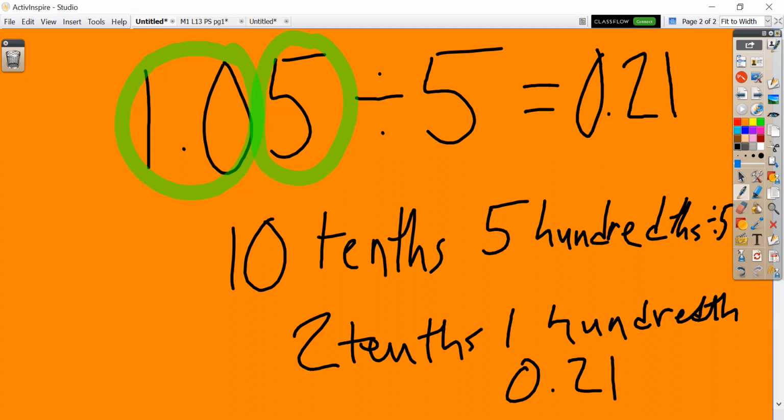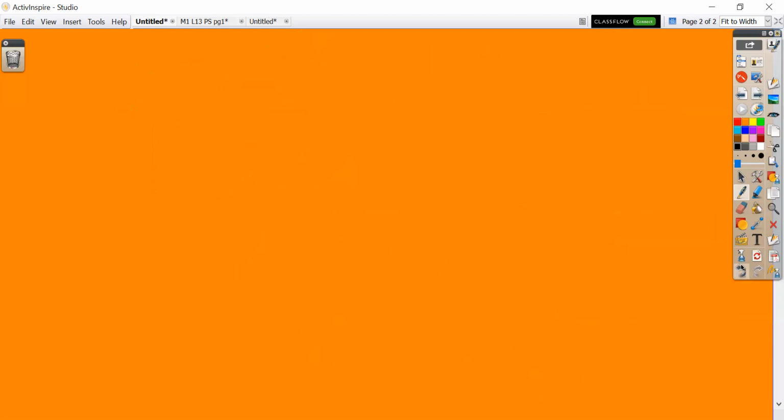Ooh, I love unit form because it makes our brains simplify the math into simple multiplication or division facts. 10 divided by 5 is 2. 5 divided by 5 is 1. And then we just use our unit knowledge and the unit place value knowledge to put it back into standard form. Let's try that again.